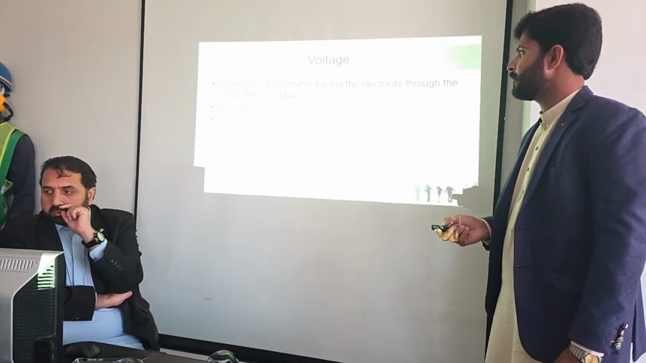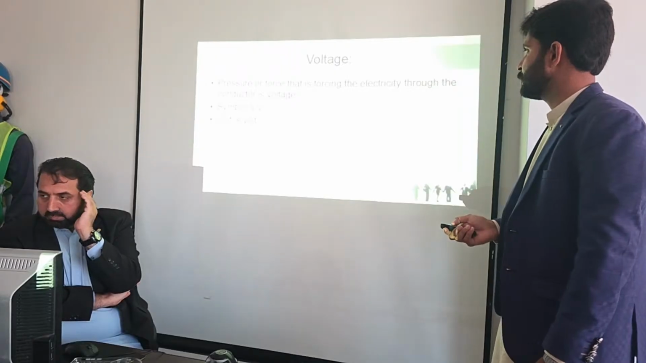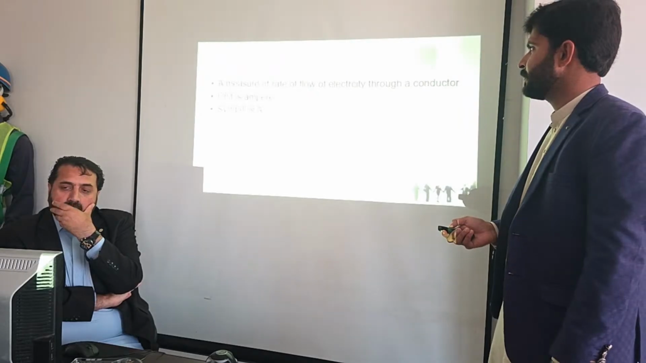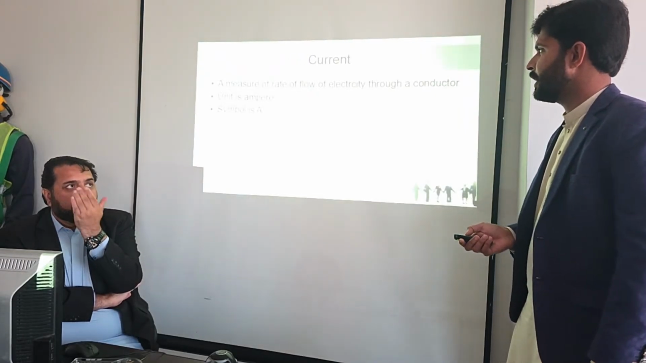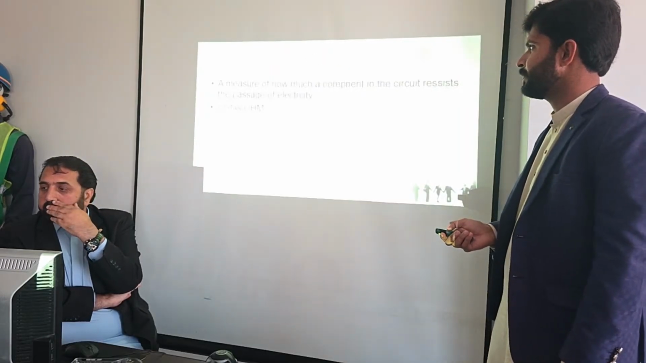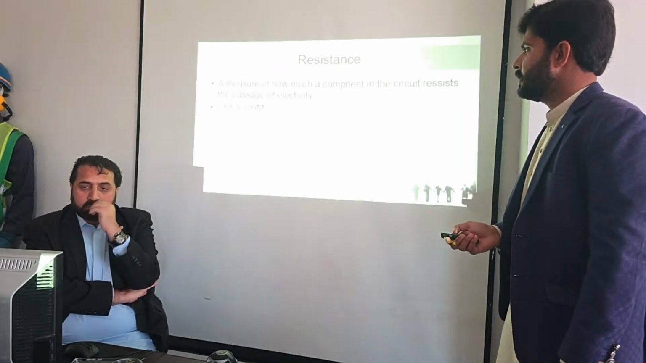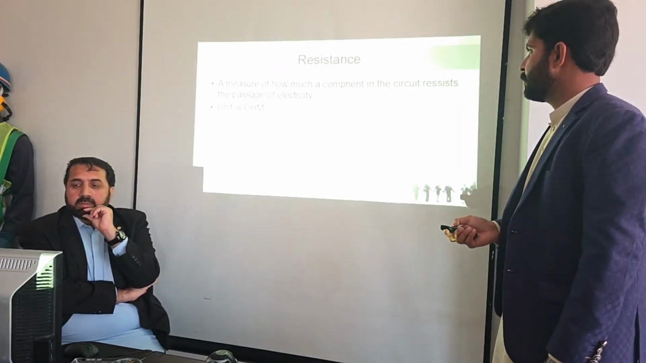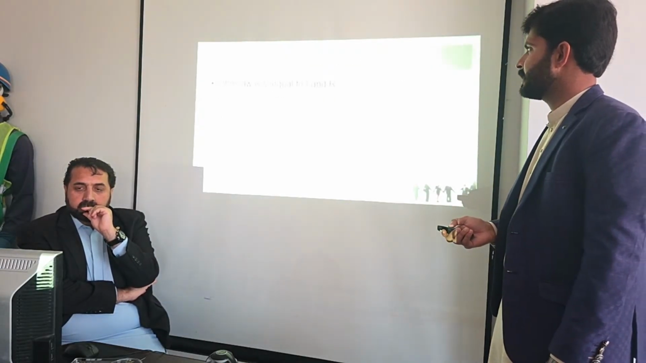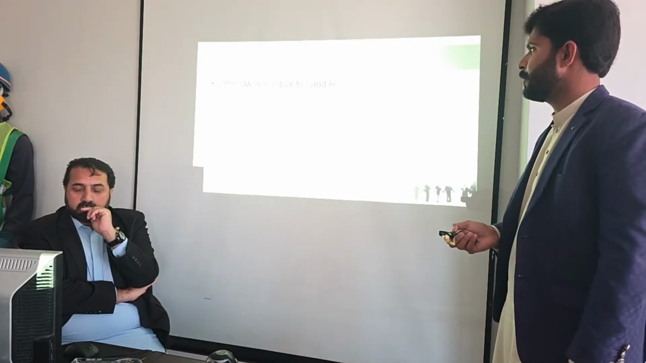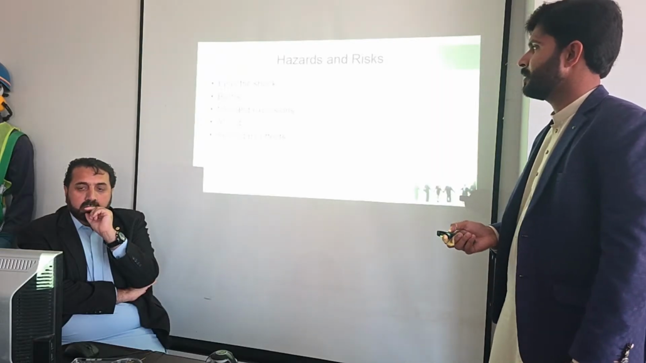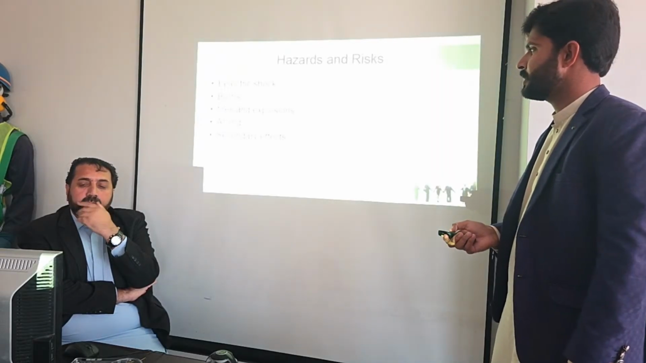Voltage. The pressure or force that is forcing the electricity through the conductor is voltage. Symbol is V and unit is volt. Current. The measure of the rate of flow of electricity through a conductor. Unit is ampere. Symbol is A. Resistance. A measure of how much a component in the circuit resists the passage of electricity. Unit is ohm. Ohm's law is V equals I times R. Hazards and risks: electric shock, burns, fire and explosion, arcing, secondary effects.